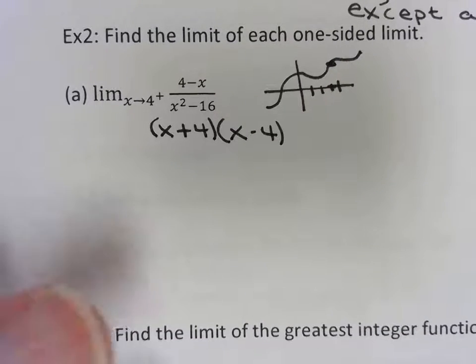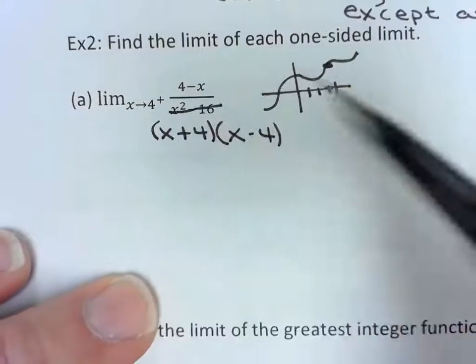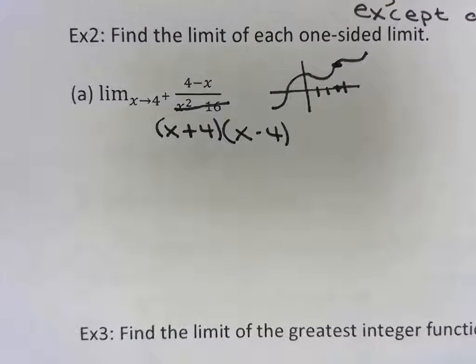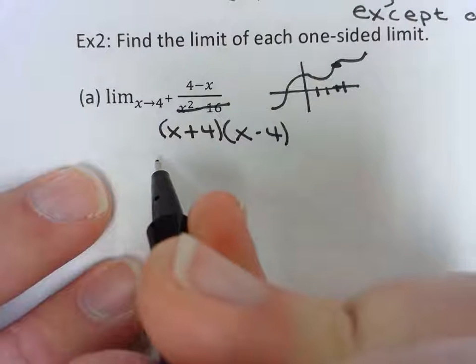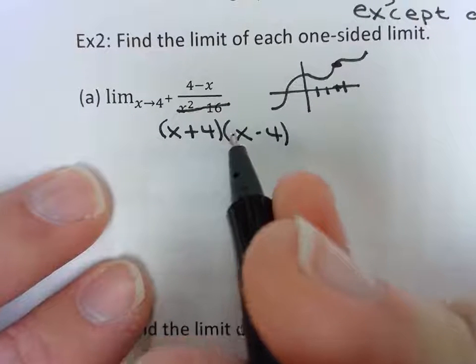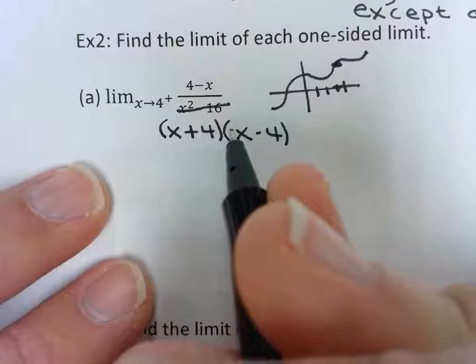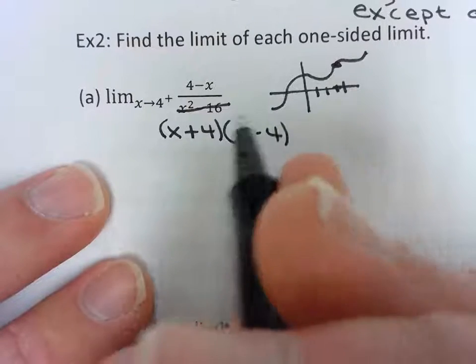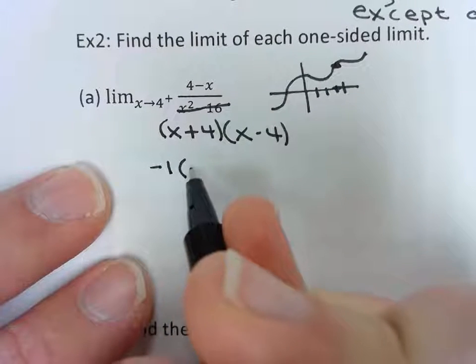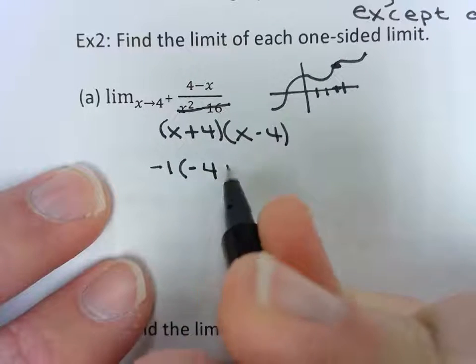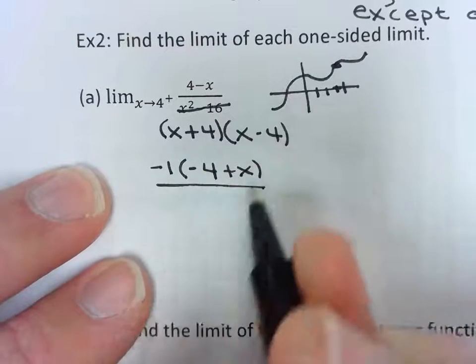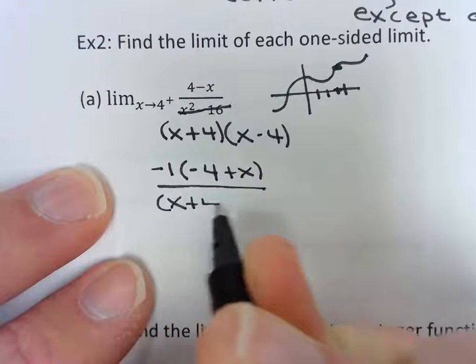Now we're close. We can't quite cancel anything out. Anybody see what we can do? I can factor a negative on the bottom, or I'm just going to factor out a negative 1 on the top, which will make it a little easier. You will get the same answer, but I'm going to factor a negative 1 on the top.